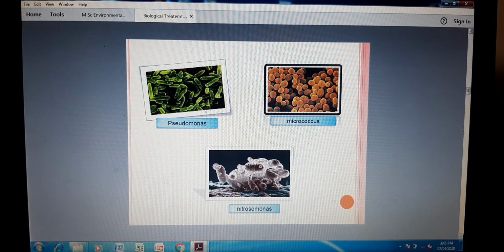So there are some species in the form of Pseudomonas, Micrococcus, and Nitrosomonas. These are the main and major microorganisms, bacteria present in the water, and their absorption as well as consuming capacity is the maximum as compared to the other organisms.